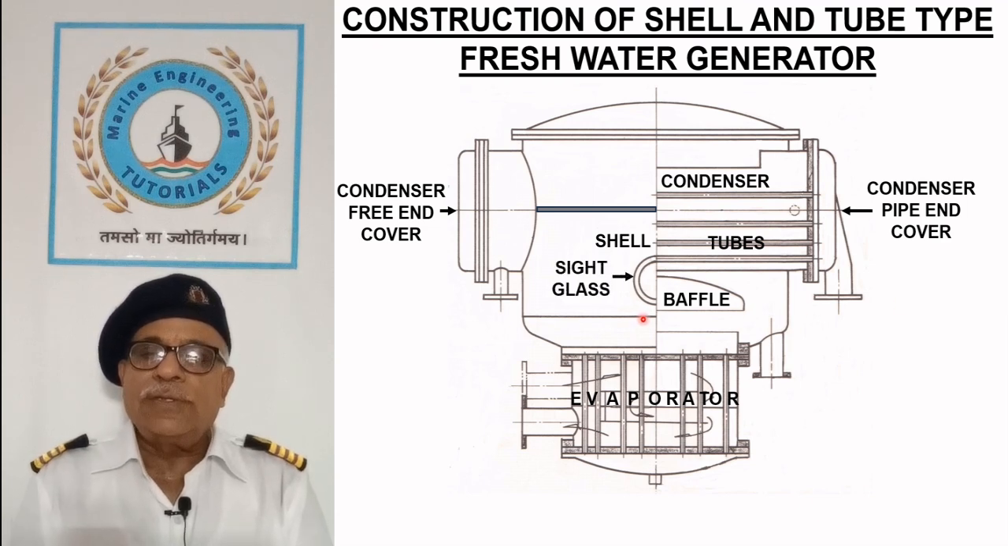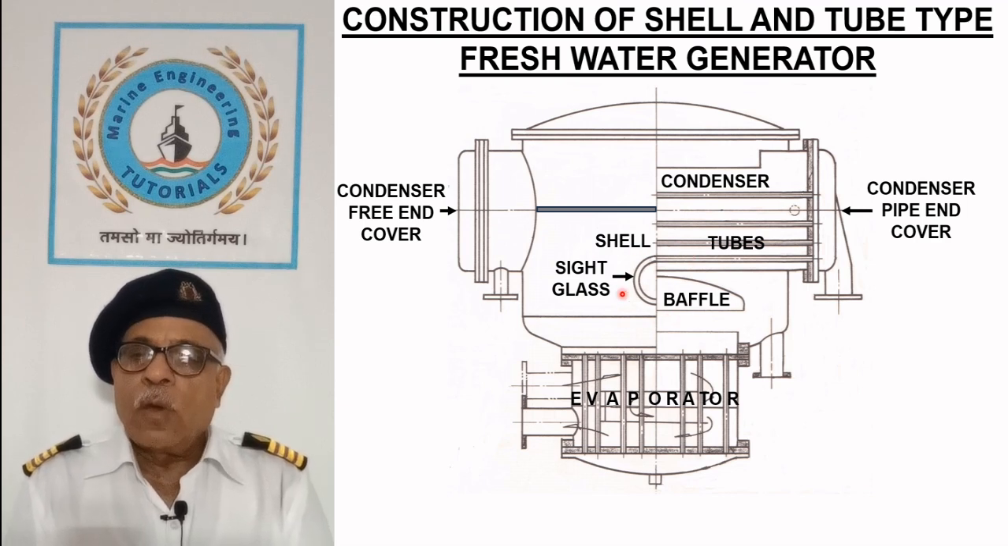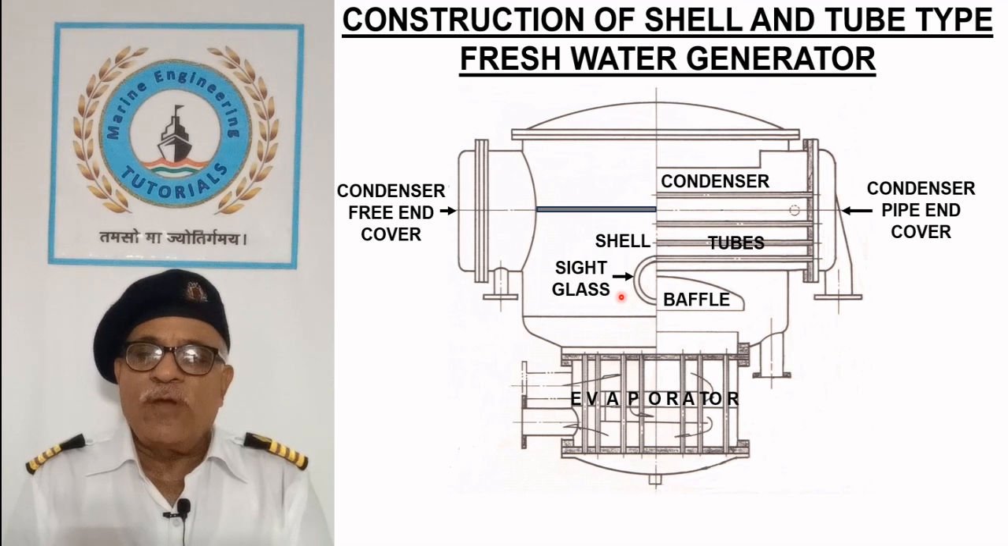A side glass is provided on the freshwater generator shell to monitor the supply of feed water and check the brine level during operation. It is also used to admit the descaling liquid in the evaporator tubes for maintenance when the freshwater generator is stopped.